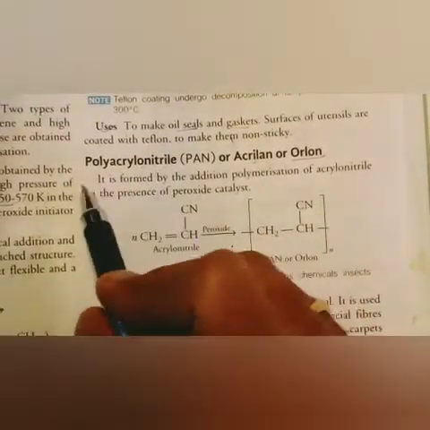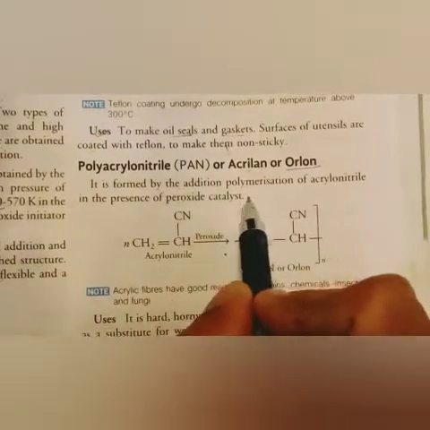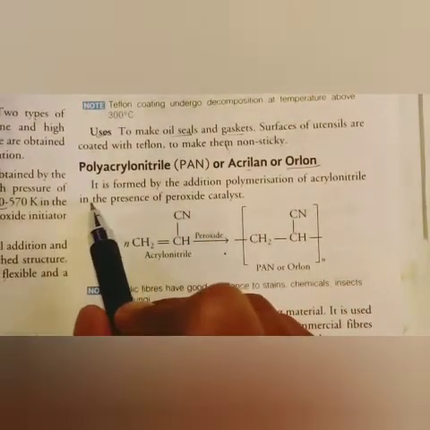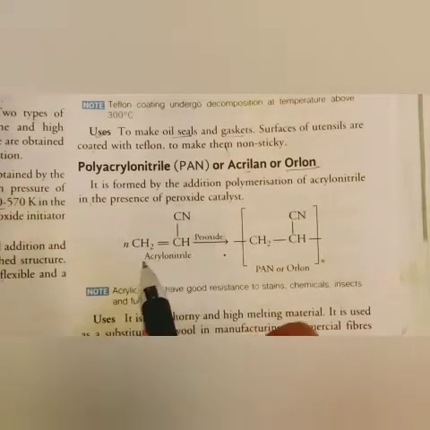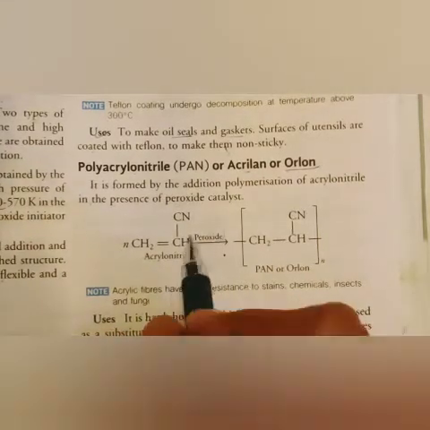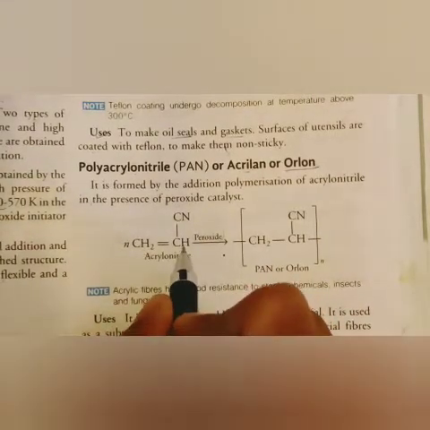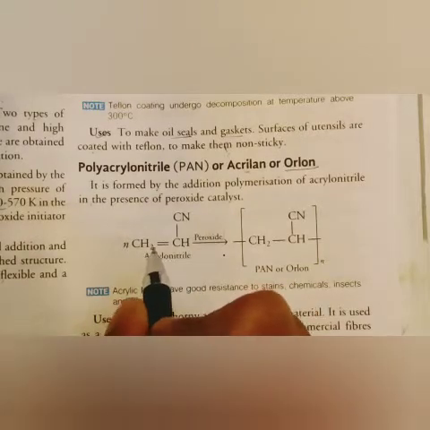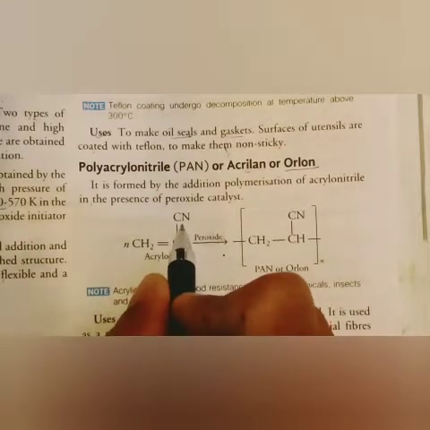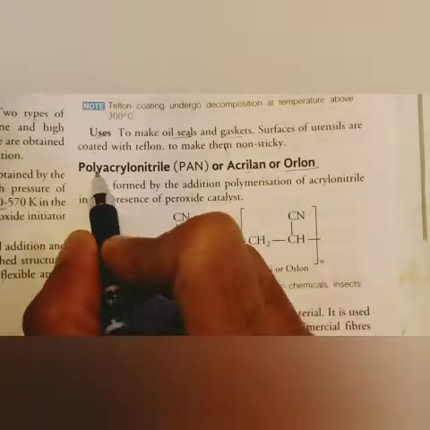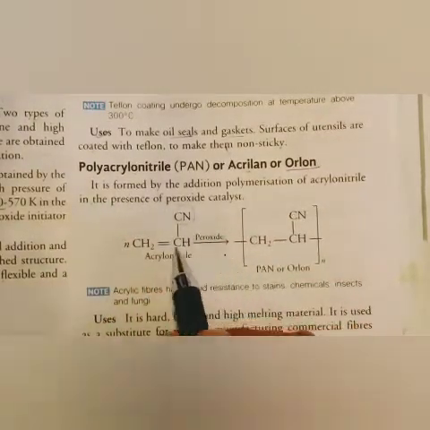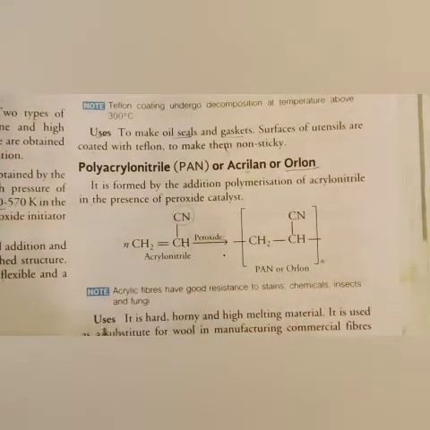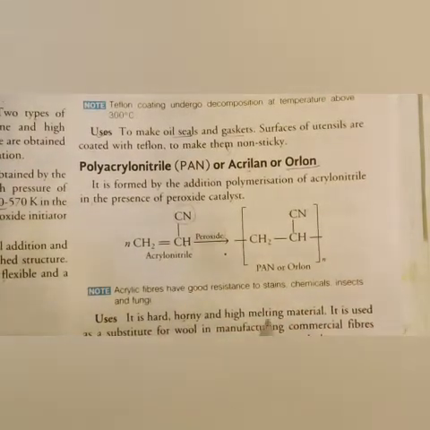Polyacrylonitrile is acrylic. It is formed by the addition polymerization of acrylonitrile in the presence of a peroxide catalyst. Dear student, in ethene there is CH2, but here in place of one H there is CN. So that's why it is called polyacrylonitrile. Nitrile is there, and the double bond will change into a single bond. It is a hard, horny and high melting material.